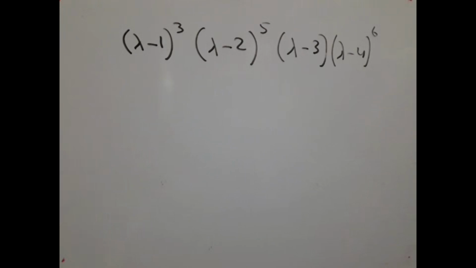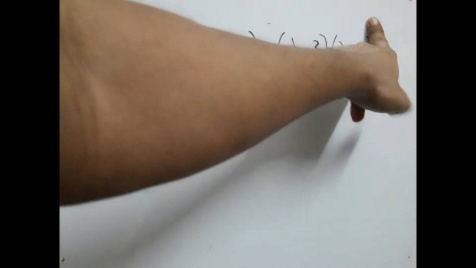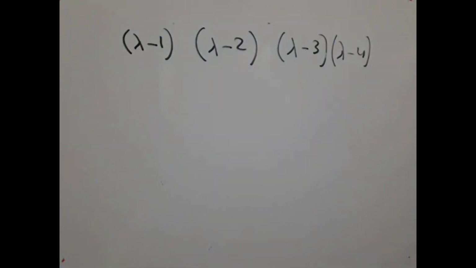So the first guess that might come to our mind is that, well, you keep only one specimen of each 0. Is that going to be the minimal polynomial? Well, the answer turns out to be no, always.